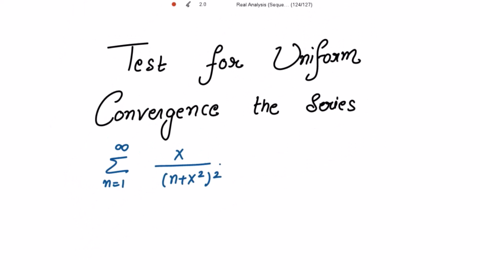We need to test for the uniform convergence of the series, the infinite sum of x divided by (n plus x squared) to the power 2, right? So in this case also we are going to use the Weierstrass M-test.